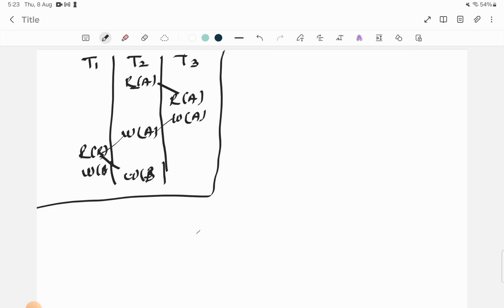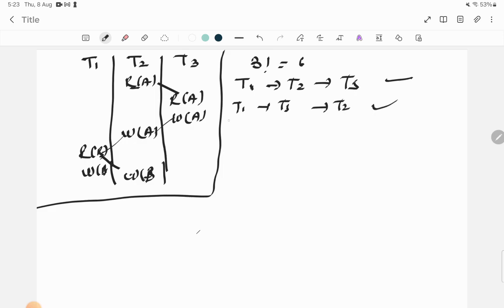Okay, so what are the possibilities, in which order can they occur? For example, we have three transactions, so the number of possibilities will be 3 factorial, which equals 6. It means that there are six ways of arranging these transactions. For example, first T1 will occur, then T2, then T3. Second possibility is T1, then T3, then T2. Third possibility is first T2, then T3, then T1. So what is this? This is a kind of serial schedule.